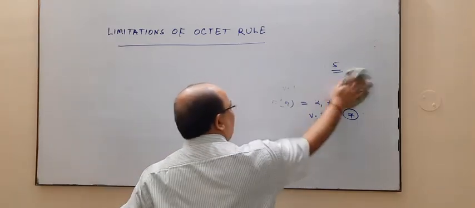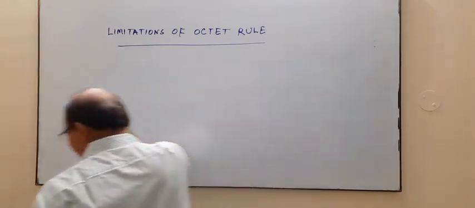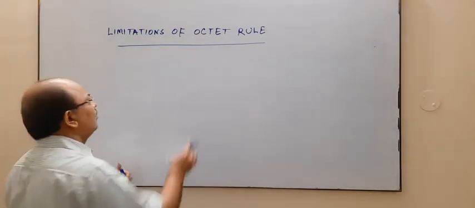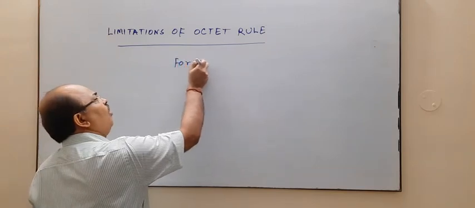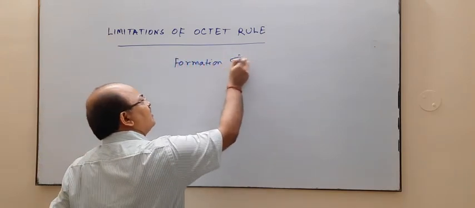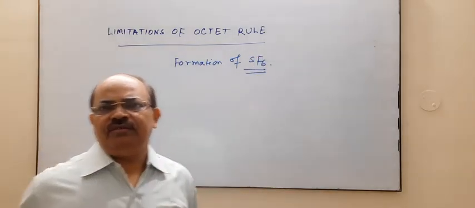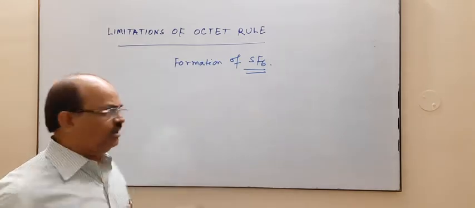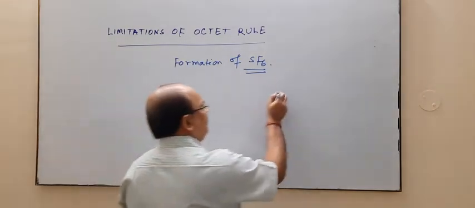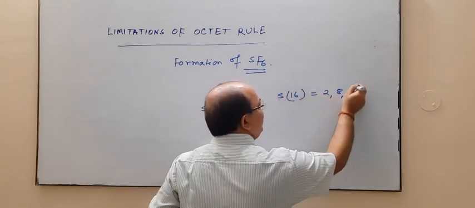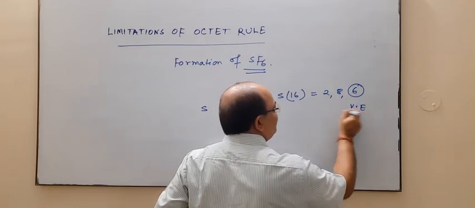Now let us see another example. Formation of SF6, that is sulfur hexafluoride. Now the central element is sulfur. The atomic number of sulfur is 16. It is your 2, 8, 6. So 6 is the valence electron.